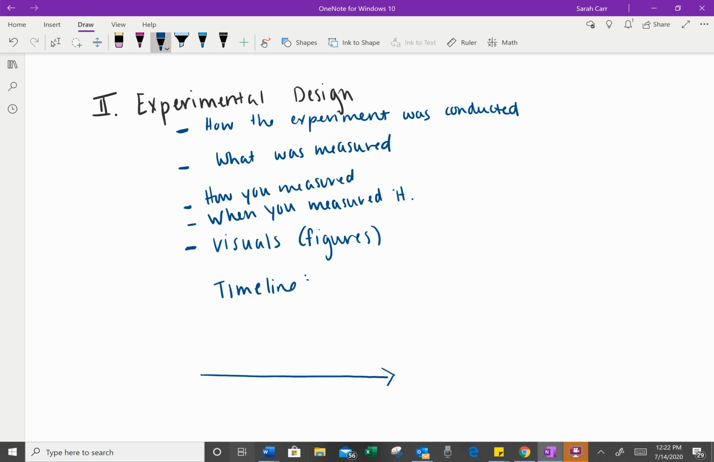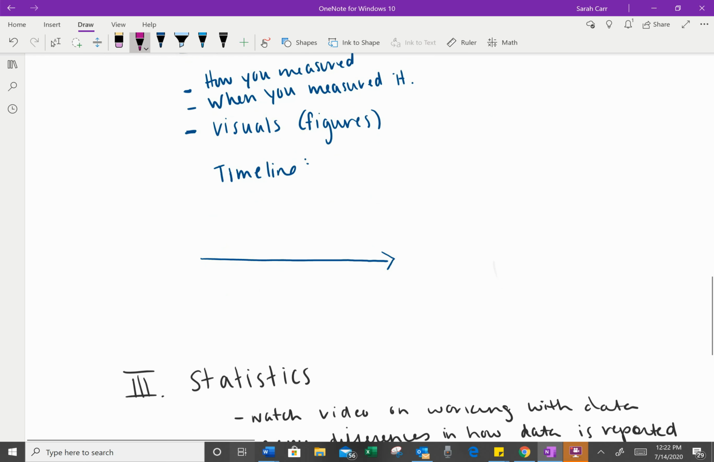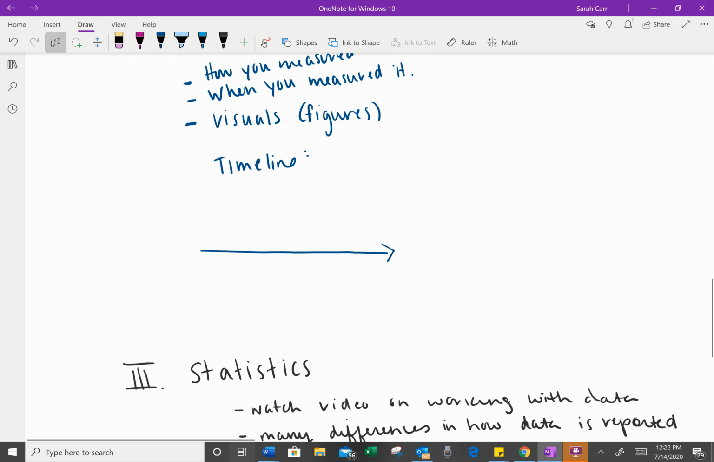And this is another good place that you can use a visual. I personally like to use timelines in my experimental design section because they show kind of a stepwise of what is happening. The main part of your experiment may be time point 0. This is when your experiment had started.